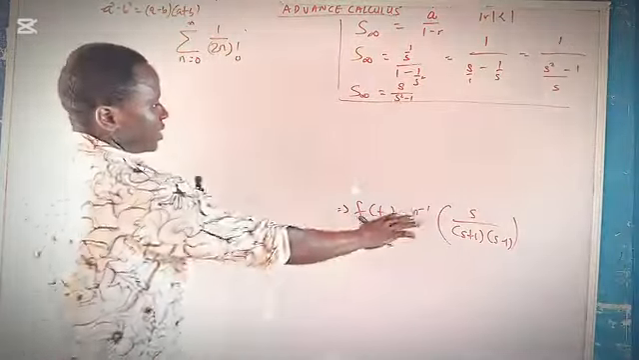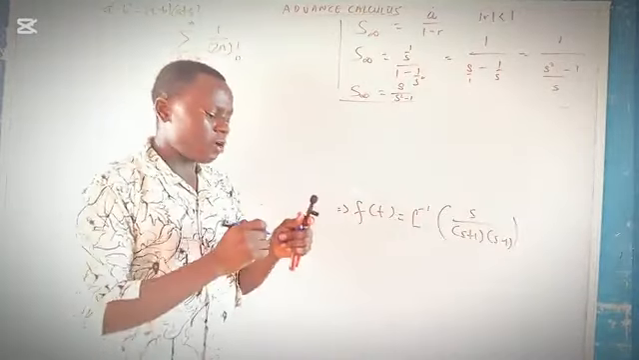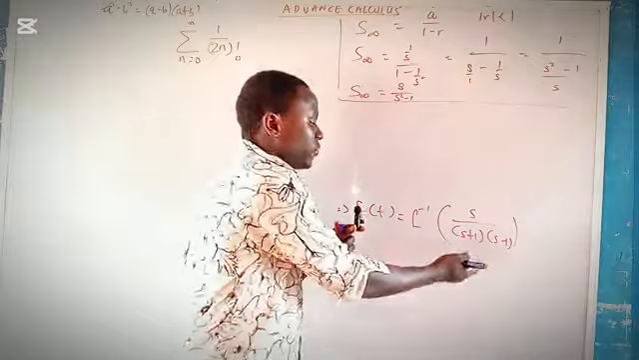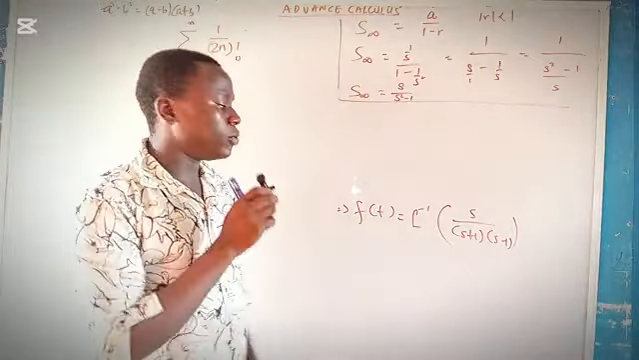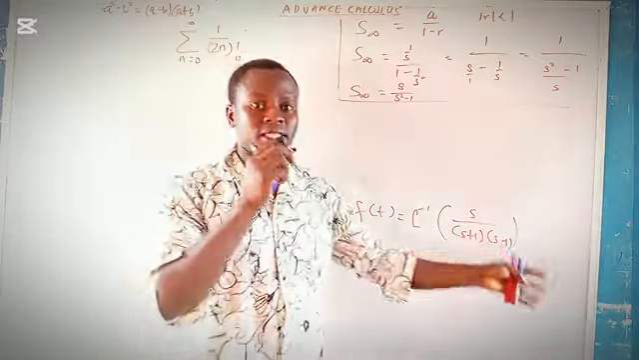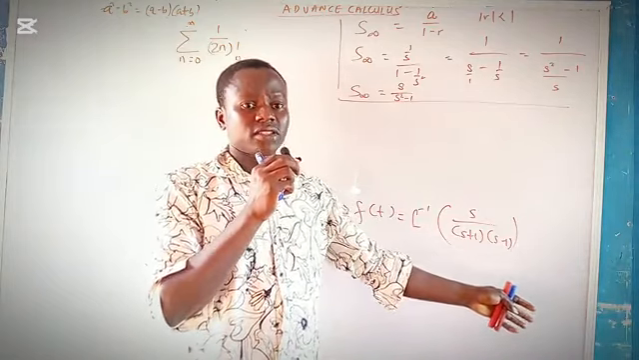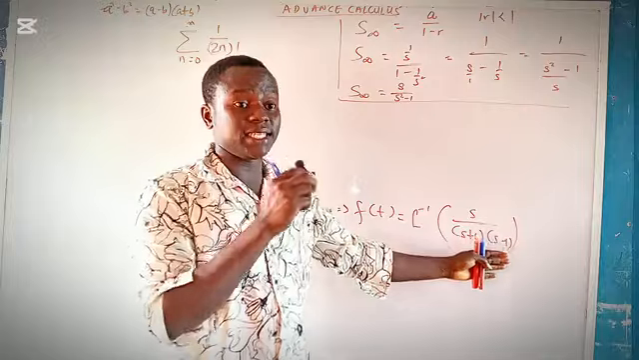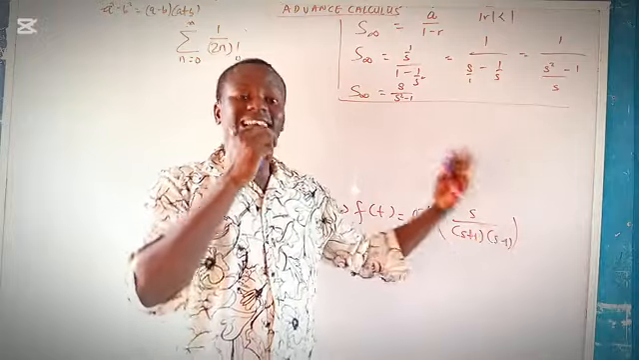So let's find the inverse Laplace of this. Now, if you want to find the inverse Laplace of this kind of function, what you have to do is to split this into partial fractions. I hope you can split this into partial fractions. If not, let's do that together.